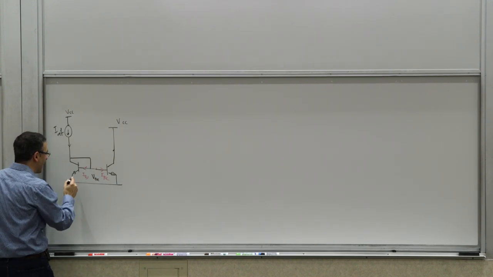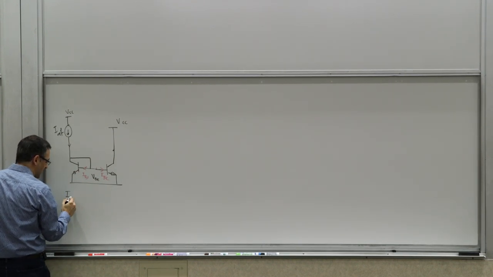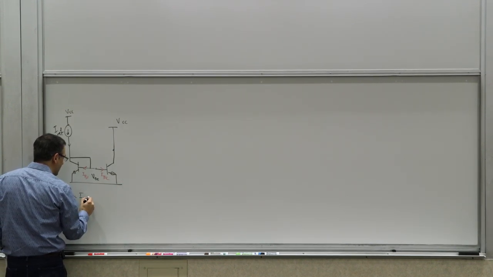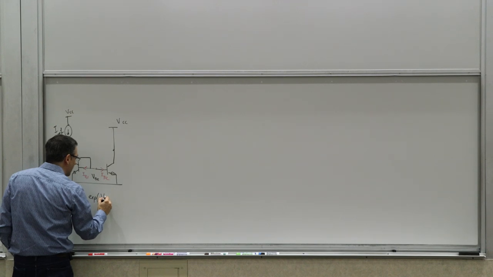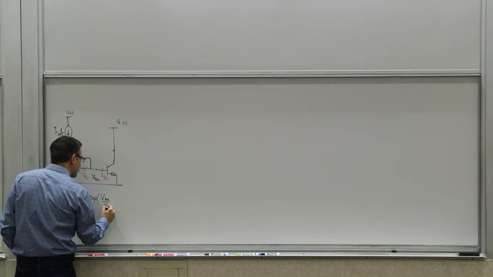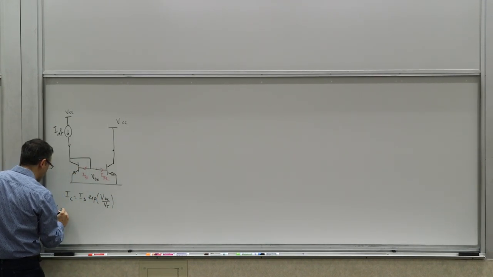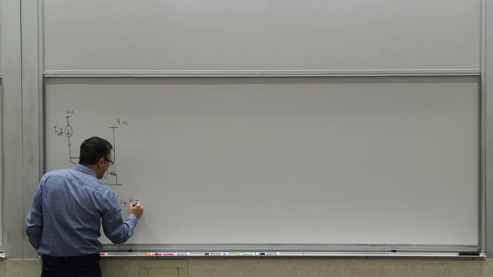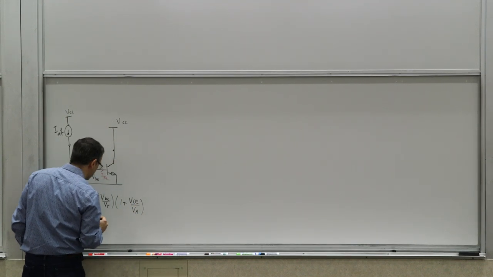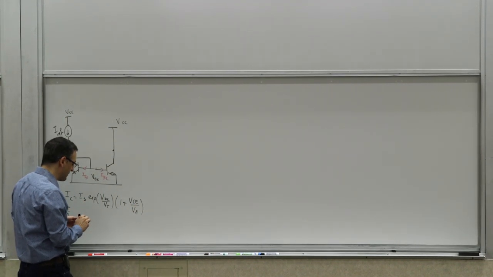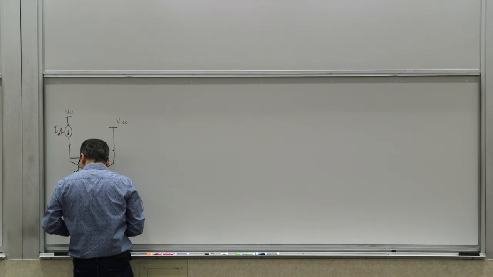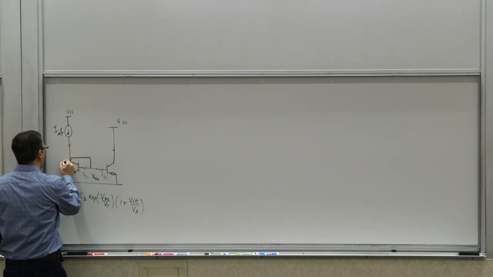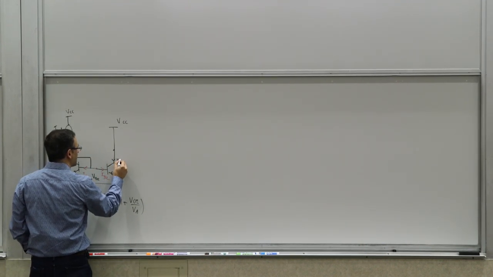And we know that the equation describing the collector current in the forward active region is given by IS e to the VBE over VT, this VT being kT over q, times 1 plus VCE over VA, right? So they are sharing the same VBE. If you look at this expression a little more carefully, let's call this IC1, and let's call this IC2.